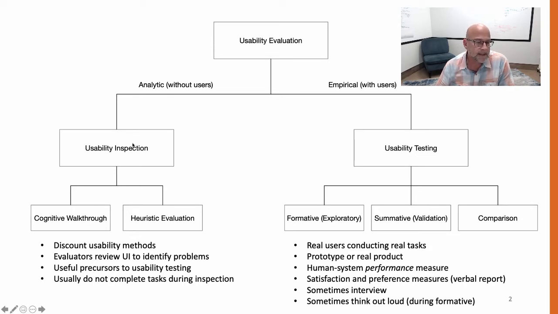Usability inspection has a number of methods, although there's two cornerstones to them. One is called the cognitive walkthrough, and the other is called the heuristic evaluation. In the past, people have referred to these kinds of analytic methods as discount usability methods, for a couple of reasons. One is that they tend to be faster and cheaper for people to do.